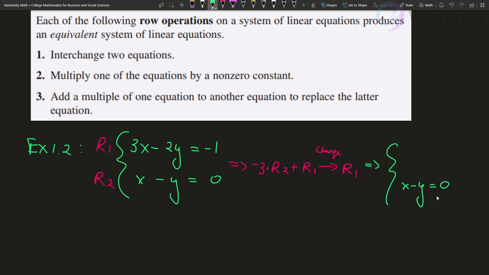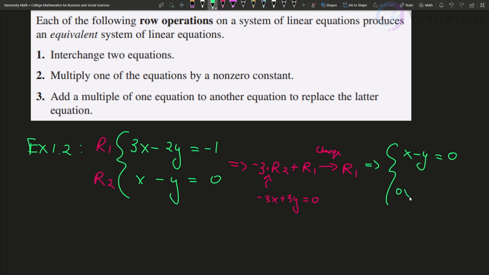But now, of course I can move that equation upwards. Actually, that's what I'm going to do. I'm going to have x minus y is equal to 0. Meanwhile, the second equation, because I multiplied by -3, became -3x plus 3y equal to 0. And I wanted to add the first equation, so I'm adding it to the first equation.